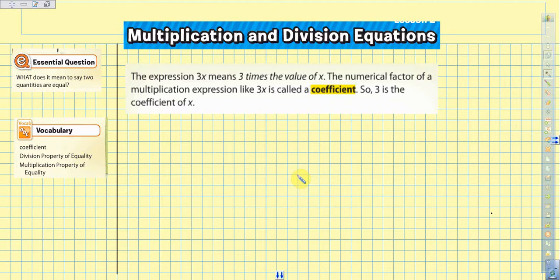What does it mean to say two quantities are equal? Well, that means that's the equation. We talked about that in the previous lesson. When you have two sides that are equal, two quantities, two expressions, that's an equation. We have our first vocabulary word, coefficient, which is an old vocabulary word. That would be that number next to the variable, like 3x, so the 3 is the coefficient. It's a review, but we're still going to deal with lots of coefficients, especially in this lesson.